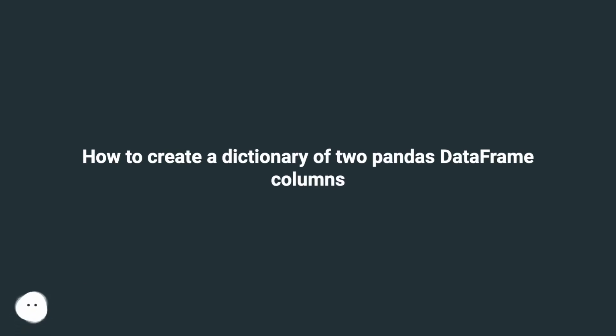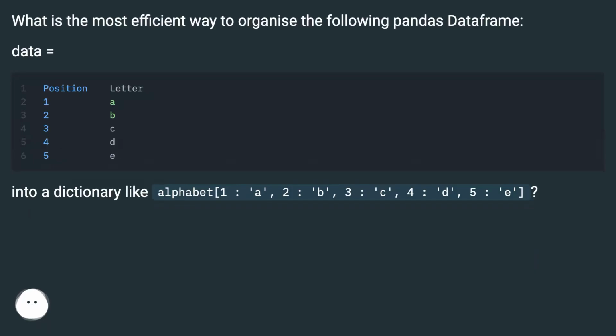How to create a dictionary of two Pandas DataFrame columns. What is the most efficient way to organize the following Pandas DataFrame? Data equals... into a dictionary like alphabet, 1 column A, 2 column B, 3 column C, 4 column D, 5 column E.